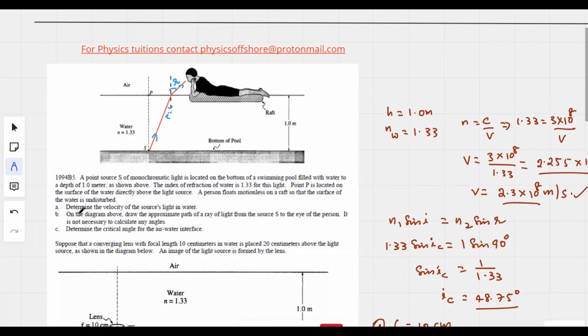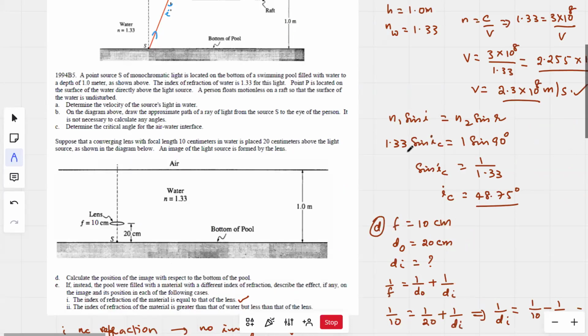A. Determine the velocity of the source's light in water. B. On the diagram above, draw the approximate path of a ray of light from the source to the eye of the person. It is not necessary to calculate any angles. C. Determine the critical angle for the air-water interface. Next question.